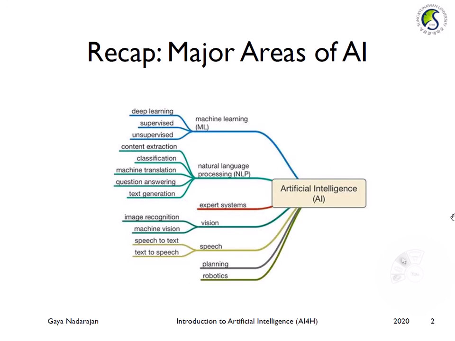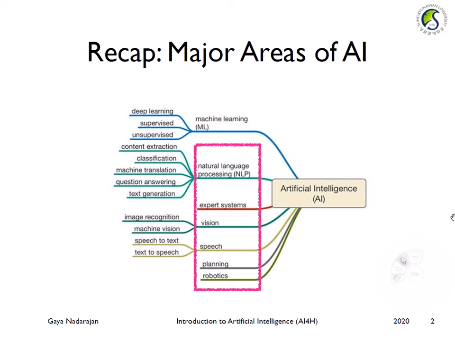Let's do a quick recap. So I told you what the major areas of AI were: natural language processing, computer vision, speech, planning, and robotics. I didn't mention much about planning, but we will work through it as we see today. And machine learning is just a technology that is used in a lot of these areas.